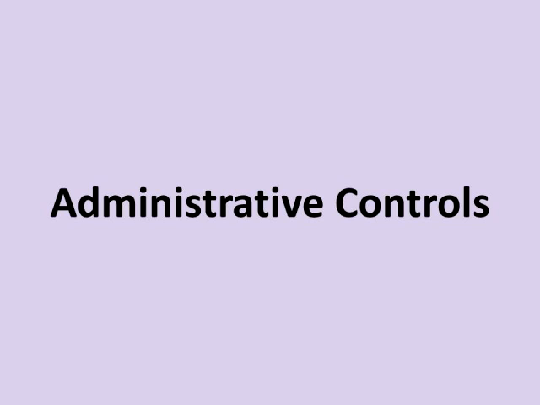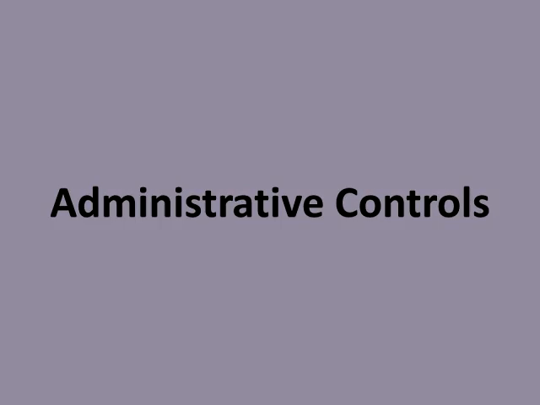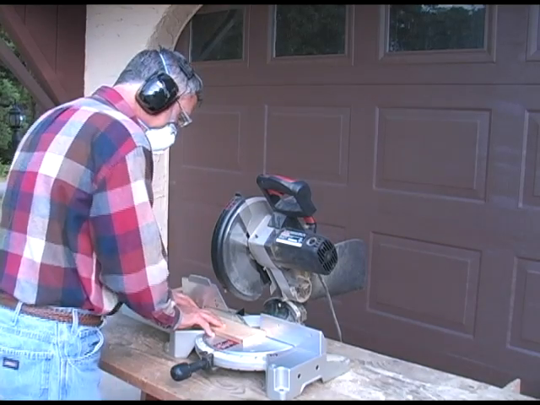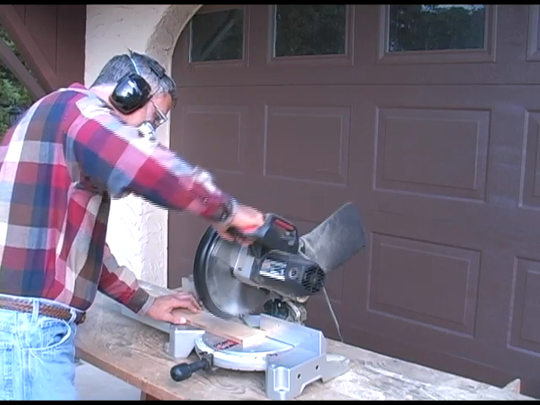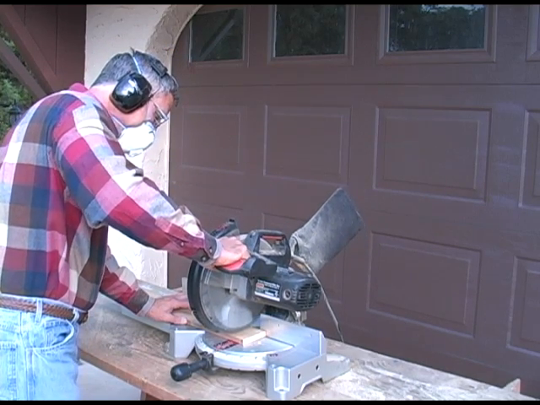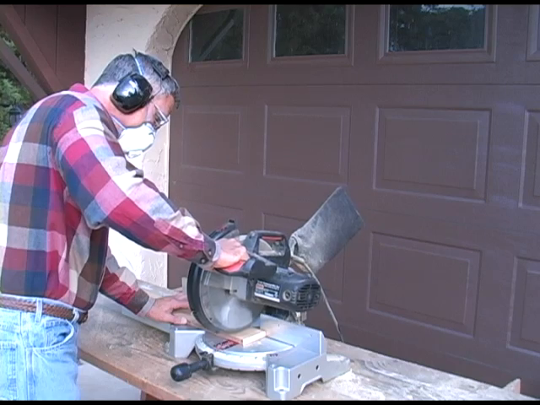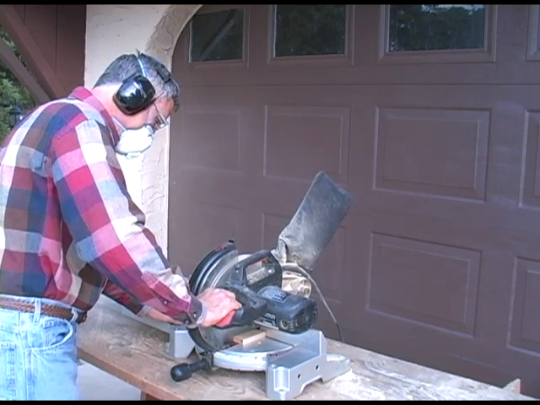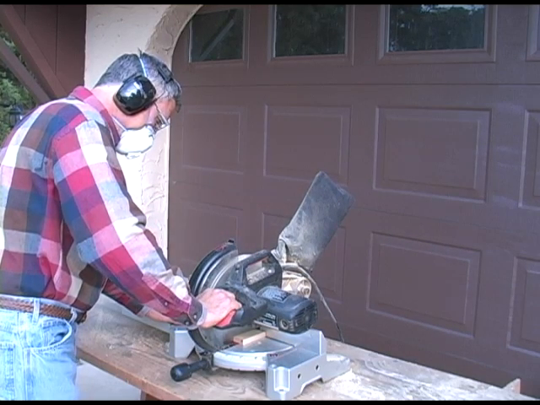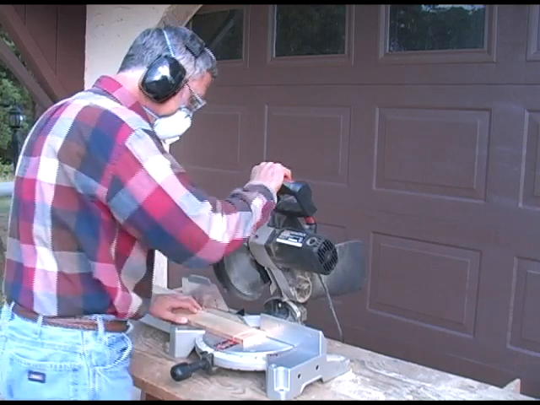Administrative controls are used in addition to warnings when hazards cannot be eliminated. Administrative controls include safe work procedures, housekeeping, protective scheduling, and training. To begin, let's consider safe work procedures. Although this saw includes blade guards and other engineering controls, workers can still get hurt if they do not work safely.